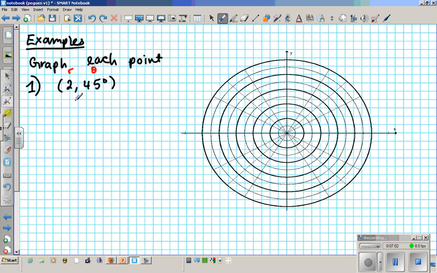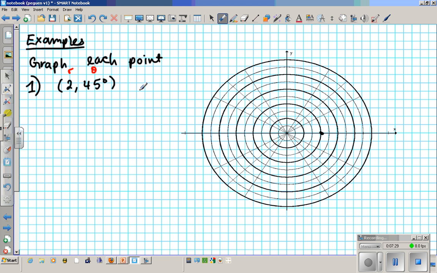Okay, r is how far you go to the right, theta is how far you rotate. So we're going to go 2 units to the right and rotate 45 degrees. Starting from (0, 0), the solid ones are units, and the lighter ones are fractions. So this is 1/2, 1, 1 1/2, 2, 2 1/2, 3. So we're going to have 2. You're going to go from here, 1, 2, that's the radius.